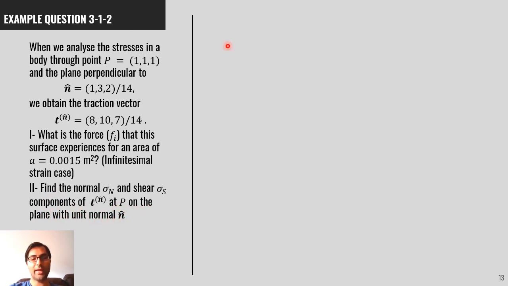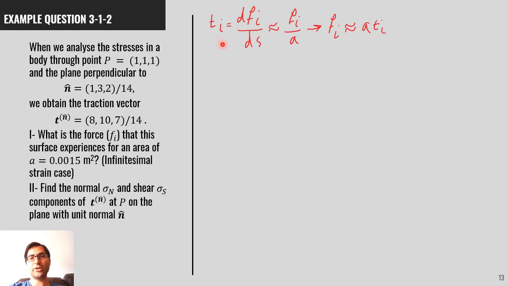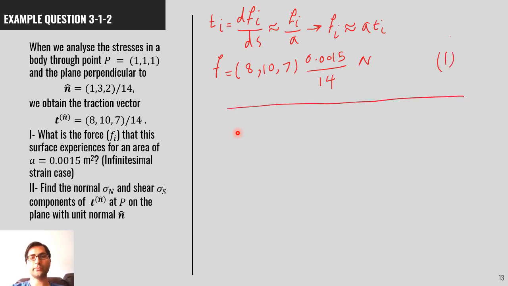For the force, we use the Cauchy stress principle, which says the traction vector is dF over dS. So we can approximate it with the change in force divided by area. So basically the force becomes the area multiplied by the traction vector on that surface. So the force is the traction vector multiplied by the area, in Newtons. That's the solution for the first part.